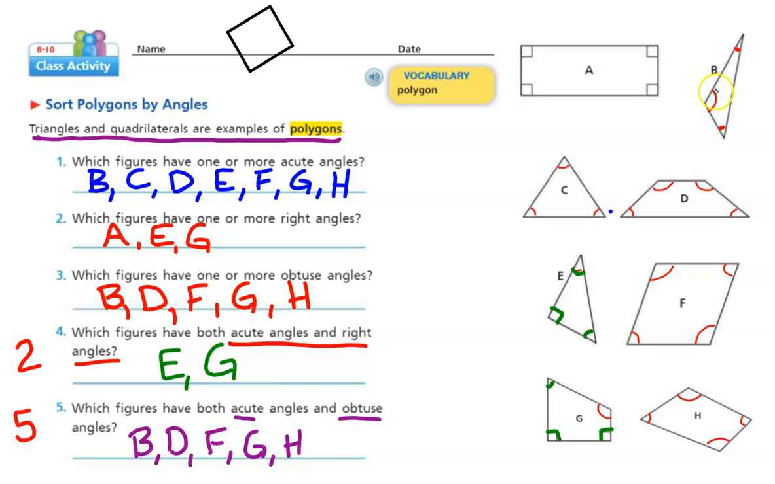So B has obtuse and acute, acute. D has obtuse, 2 right there, and 2 acute. F has 2 obtuse and 2 acute. G has 1 obtuse and 1 acute. And then H has 2 obtuse and 2 acute.